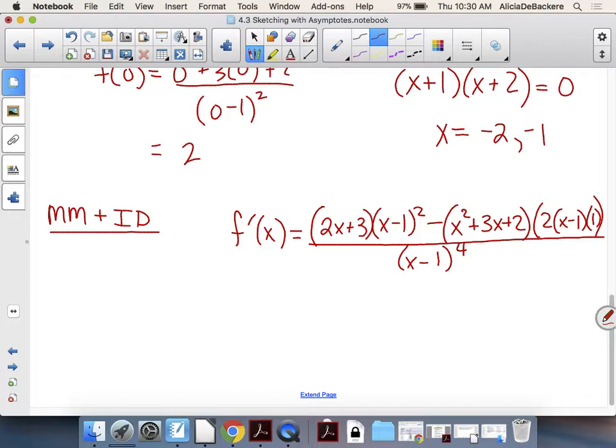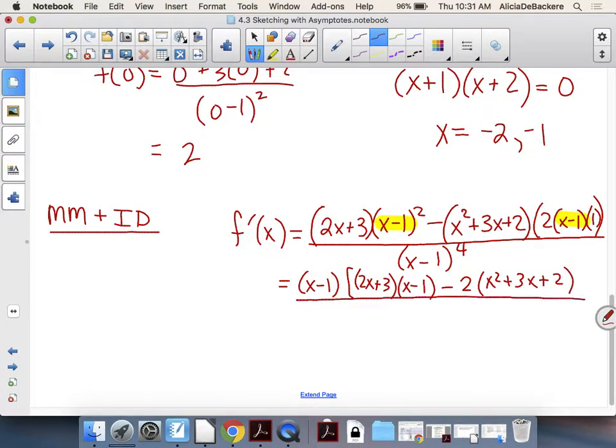So I'm going to try to simplify the numerator here. When I do that, I can see that there's a common factor of x minus 1 in each of the parts. So there's an x minus 1 here and here. I'm going to pull that common factor out front. And then I'm going to write down my leftovers. So here I've got 2x plus 3 times x minus 1. And then in the second part, I've just got the 2 times the bracket. And I'm going to divide all that still by x minus 1 to the power of 4.